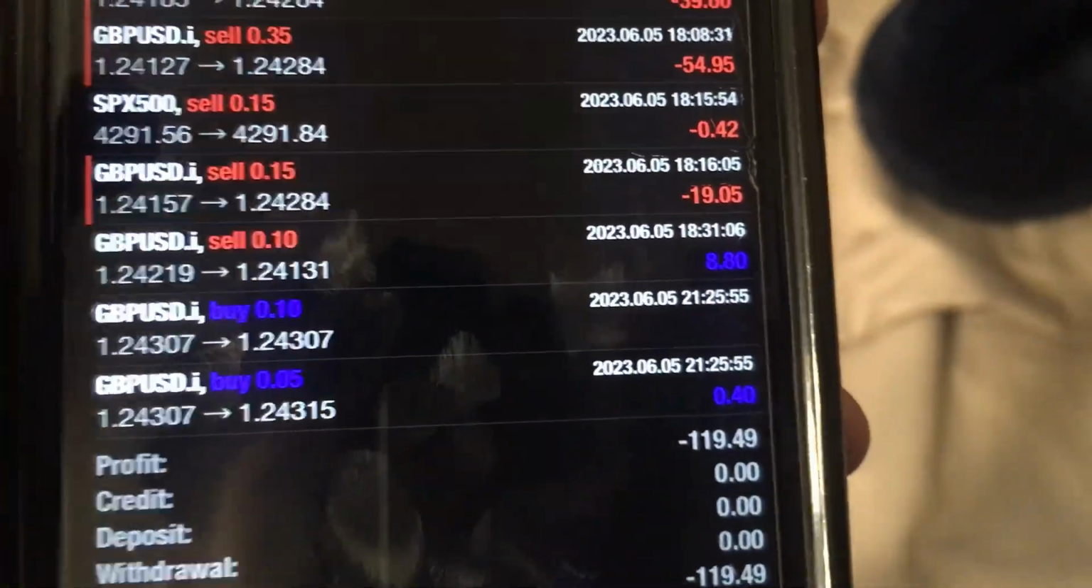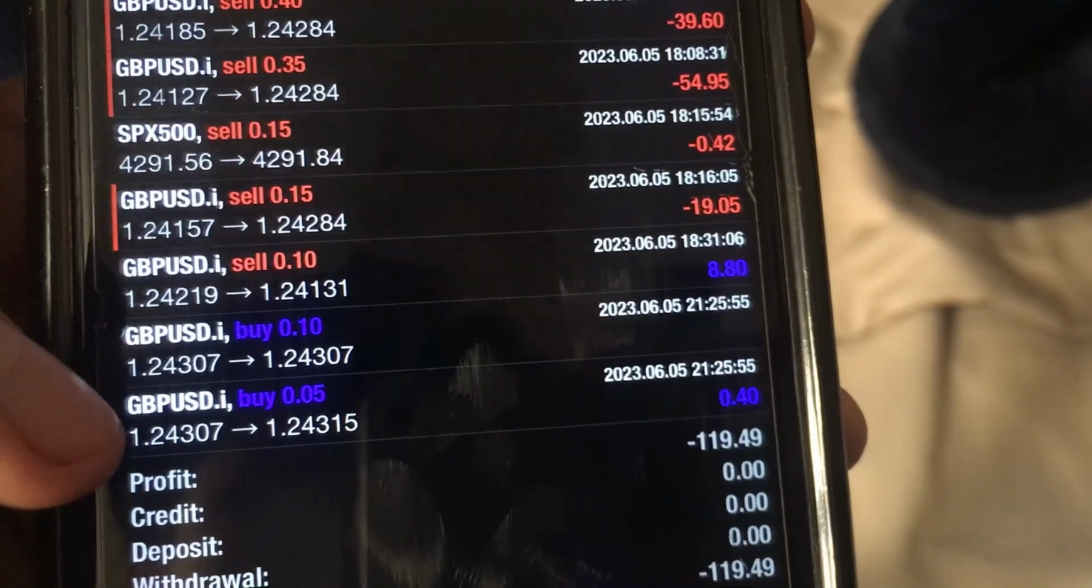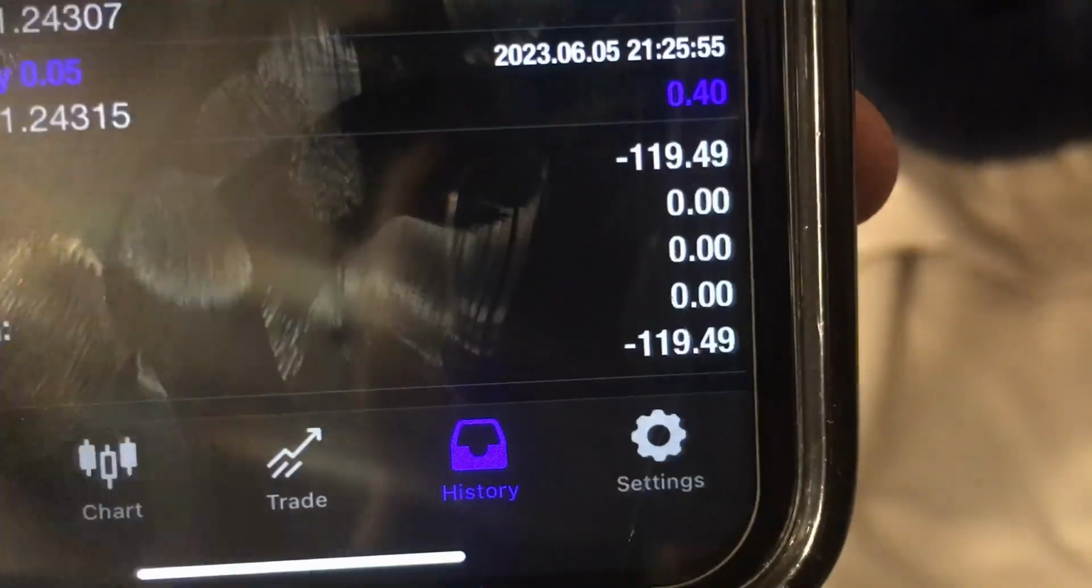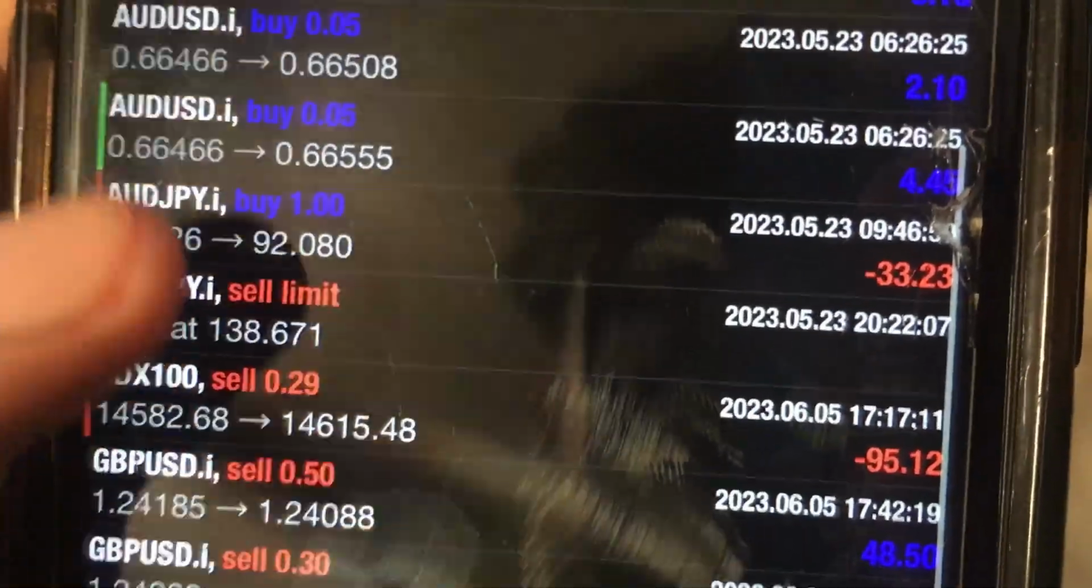Made a quick $8, and then, oh yeah, that's with the position we took. So we're down basically the same from what we lost this morning. 119 plus the AJ trade. This one here.